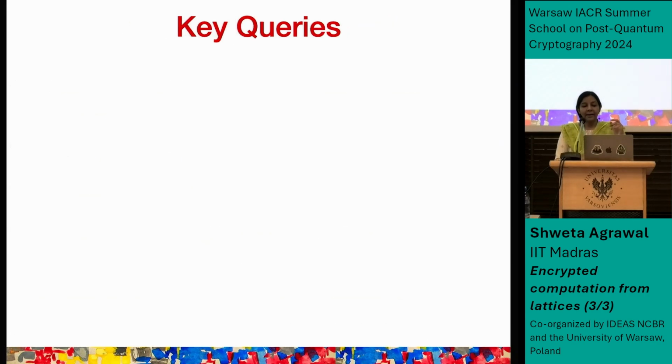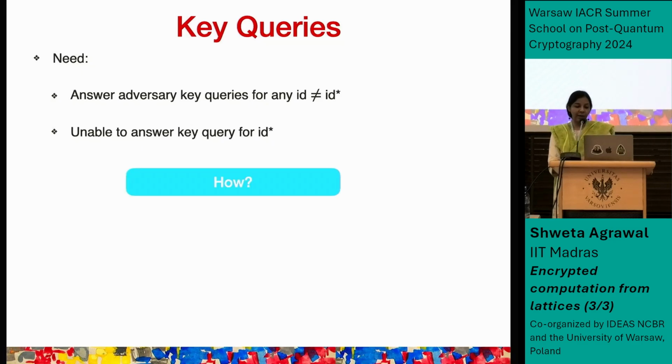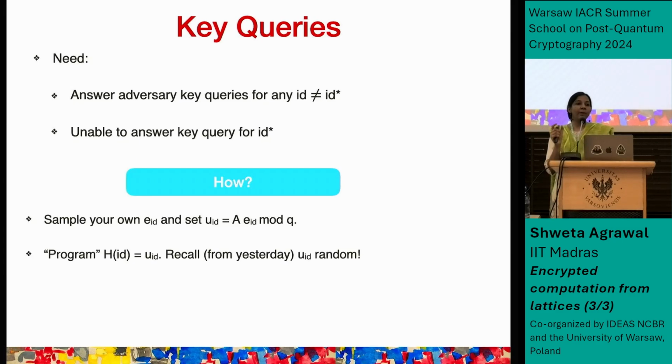Okay. And now how do I handle key queries? So we need to answer key queries for any ID not equal to ID star. The way that we do this is that for any other ID, we sample our own secret key. So the challenger will sample its own secret key EID and set UID as A times EID. And again, it will just program H of ID to be this UID. Now recall from yesterday that UID is random, so therefore this programming makes sense.